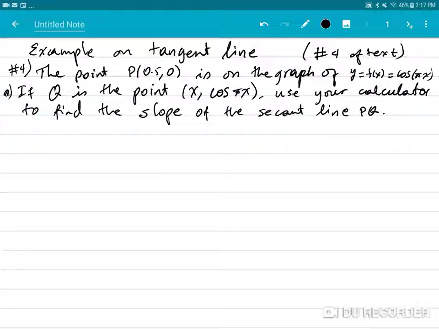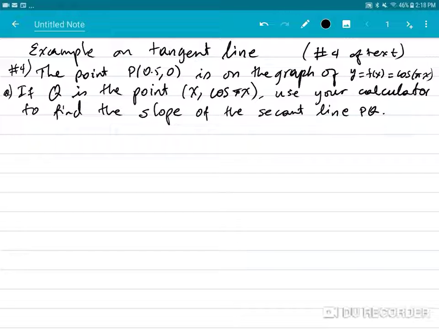All right, I wanted to add one more example that has some details in it, and I picked this problem from your textbook. It's exercise number 4 in the exercises list of section 2.1. It reads, the point P (0.5, 0) is on the graph of y equals cosine of pi x. I called it f of x.